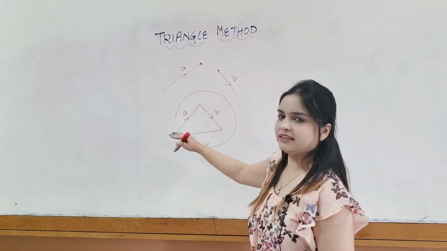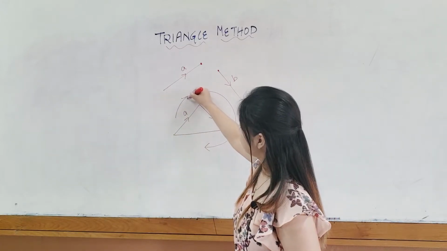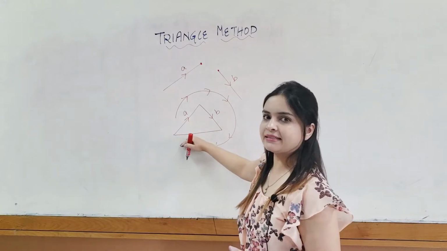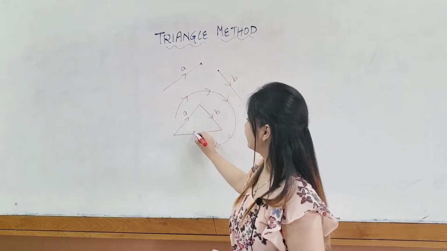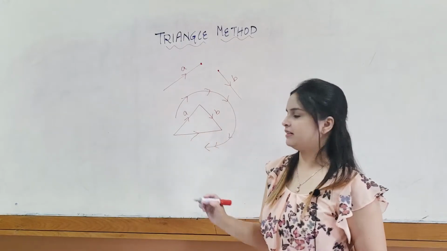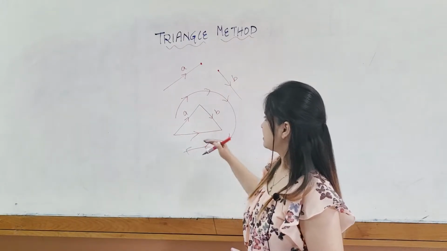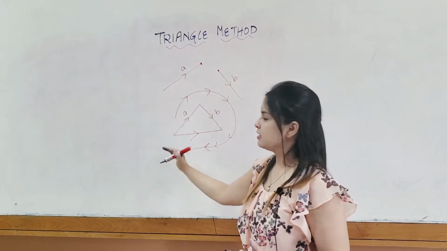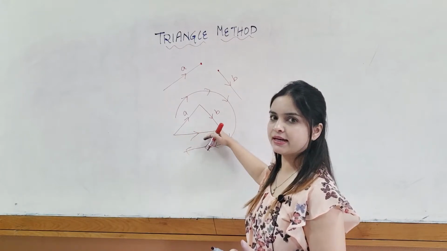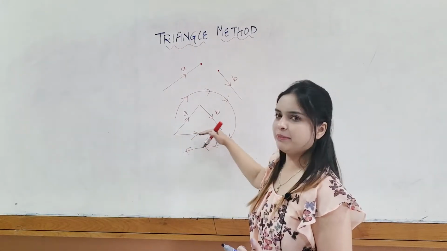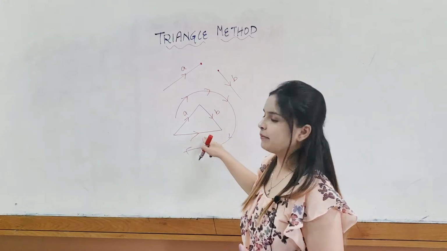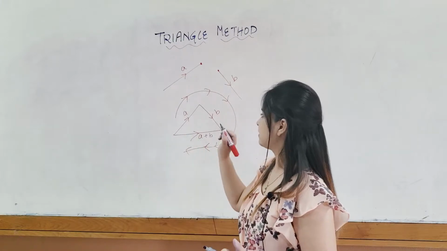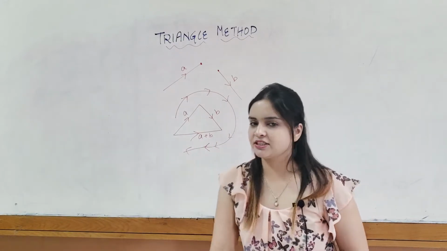Now, look at the direction of A and B. They are going in the clockwise direction, right? So, my resultant vector will be in the opposite direction. See, vector A and B, they are going in the clockwise direction. So, the resultant vector, which is the third side of the triangle, will be in the opposite direction. And magnitude of the resultant vector will be A plus B. Let's take one more example.